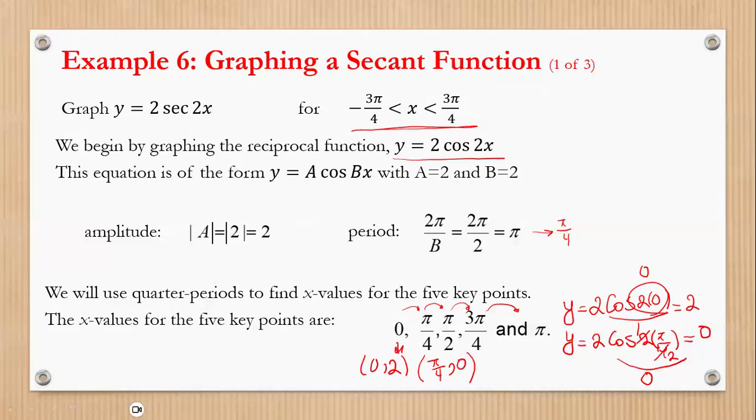You can replace x with pi over 2. If you replace x with pi over 2, the 2 and 2 cancel each other, so we get the cosine of pi. Cosine of pi is -1. -1 times 2 is just -2.